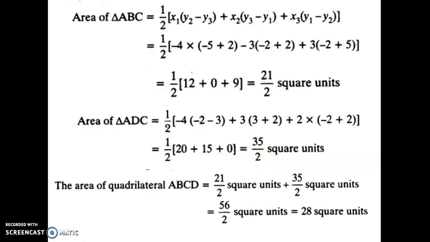Then after that, what will the area of the quadrilateral be? It will be the addition of these 2 triangle areas. So for the full quadrilateral you add these 2 areas: 21/2 and 35/2. The denominator is the same, so you put 2 as common in the denominator and add in the numerator. So you will get 56/2, which is equal to 28 square units. That's the area of the quadrilateral ABCD.